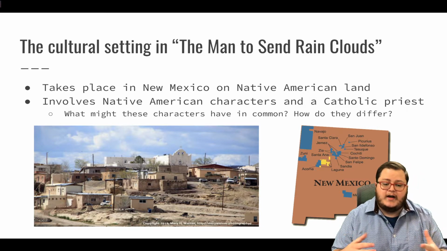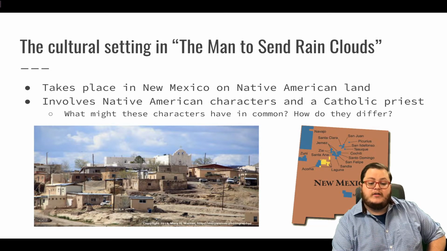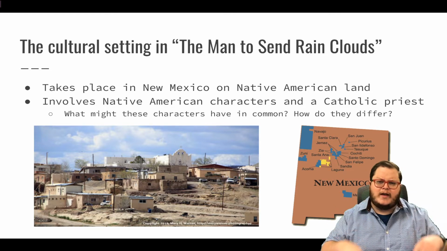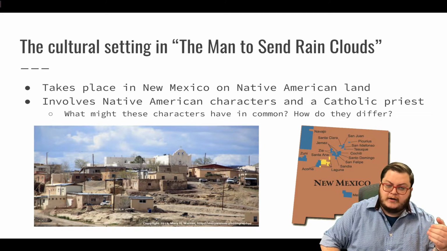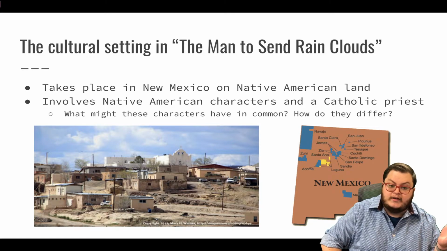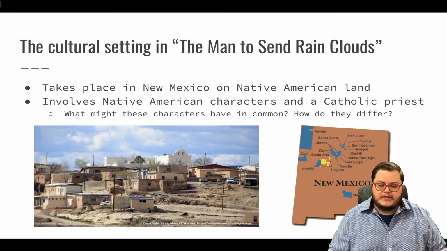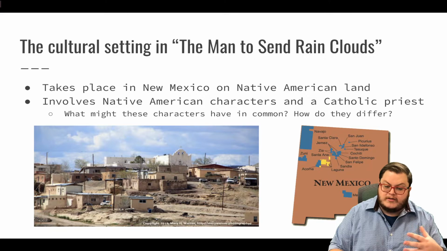So, the cultural setting of the story: you're looking at a place in New Mexico. I think the image above me does a great job of showing it. I'm looking down, if you haven't noticed that. It shows Native American reservation land, and it shows characters that are Native American as well as a Catholic priest. The question to start thinking about is, how do these characters differ, and what are their commonalities? I think that image is a great representation of the setting that we're going to look at in that story.